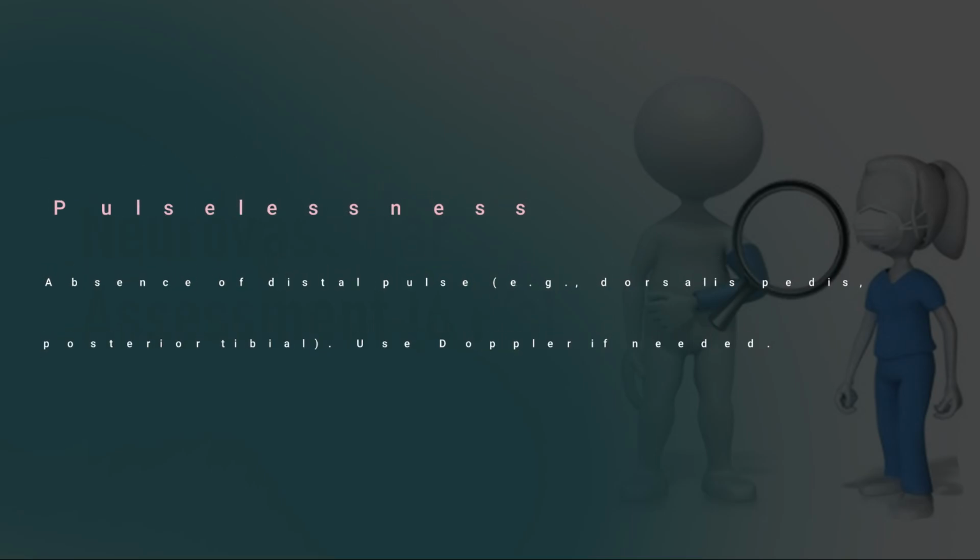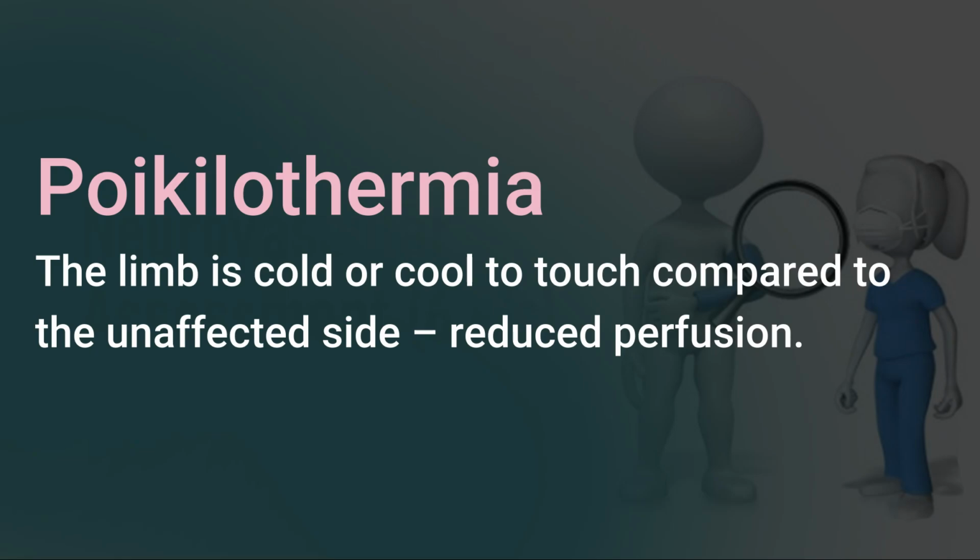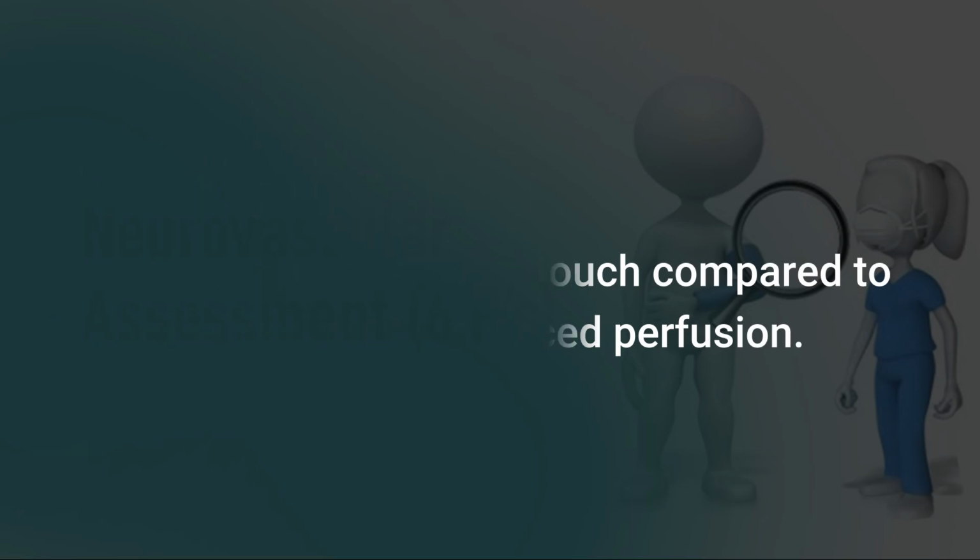Use Doppler if needed. Poikilothermia: the limb is cold or cool to touch compared to the unaffected side, indicating reduced perfusion.